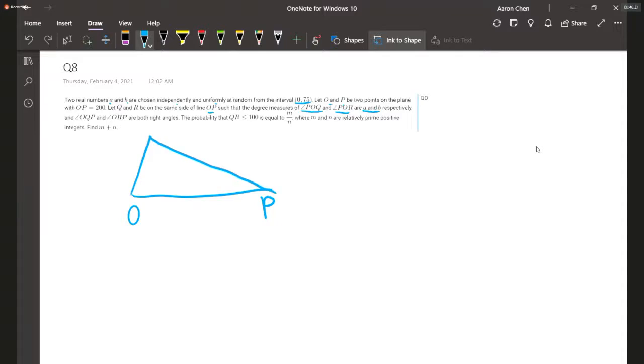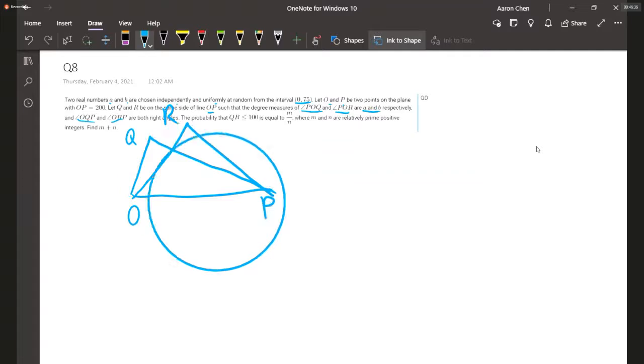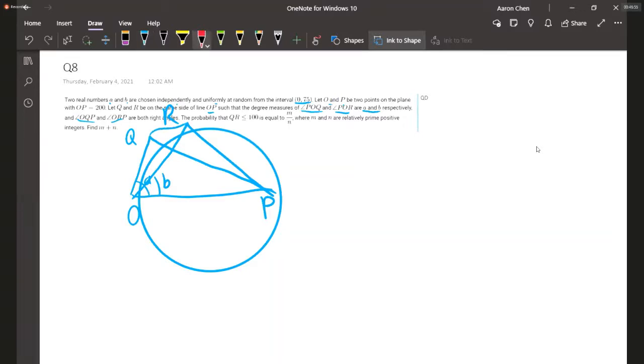And you also have that angles OQP and ORP are right angles. And so what this basically means is that Q and R lie on the semicircle with diameter OP, such that this angle is A and this angle is B. And so you want to find the probability that QR is less than or equal to 100. Okay, I'll need to redraw it.